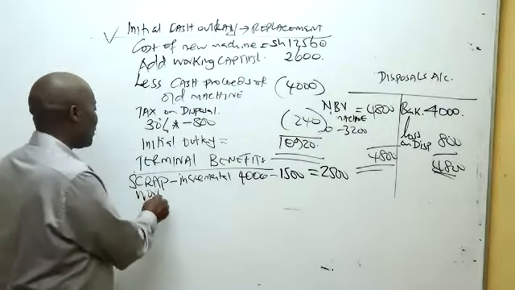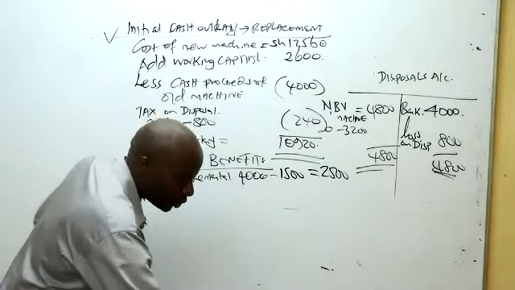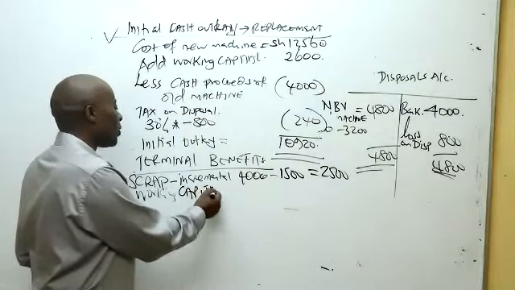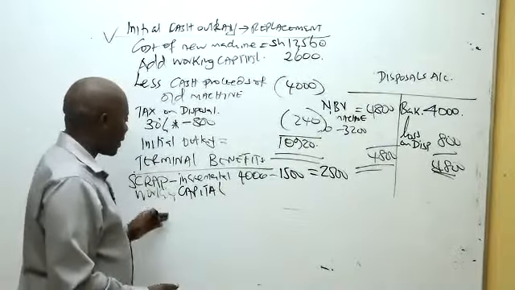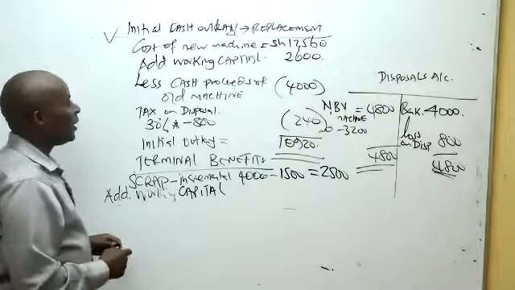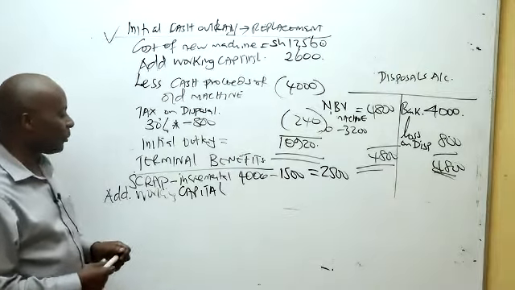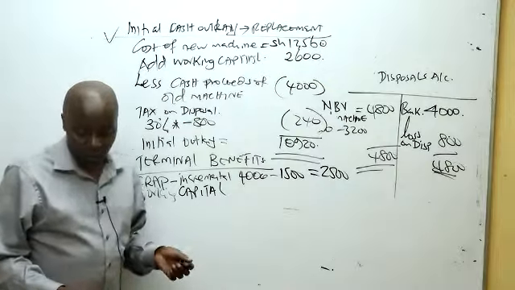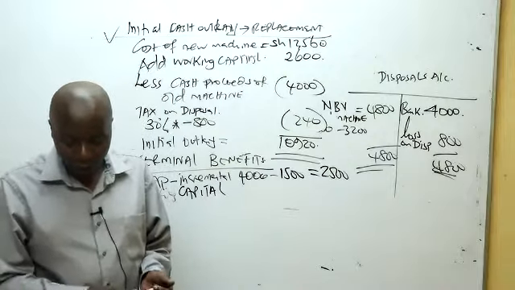Remember that this working capital is capital which is being released to us at the end of the project. So at the end of the project, this working capital being released to us, we are adding it. Also remember, for working capital, we talk of incremental. Please look for information which is talking of this working capital.